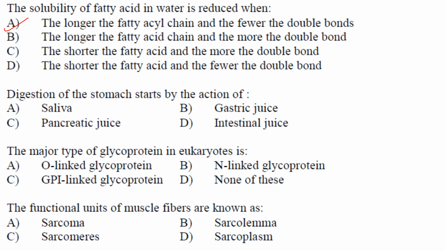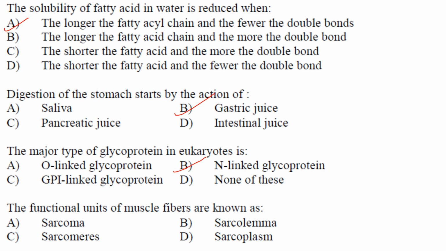Digestion in the stomach starts by the action of gastric juice. B. The major type of glycoprotein in eukaryotes is N-linked glycoprotein. B. N-linked glycoprotein is where carbohydrate is attached to the asparagine residues. O-linked glycoprotein, carbohydrate attached to serine threonine residues. GPI-linked glycoprotein is glycophosphatidylinositol anchor.